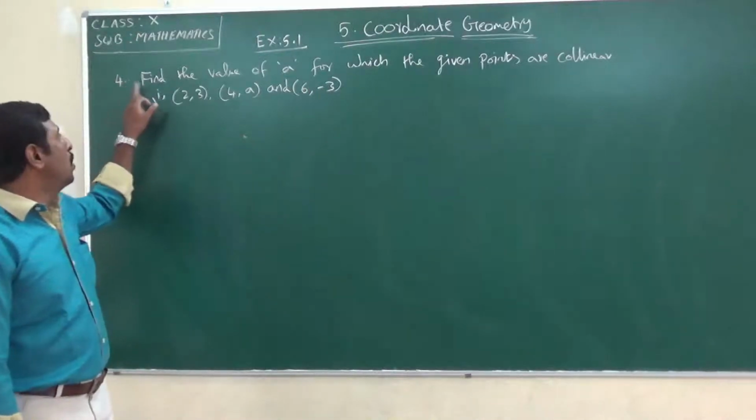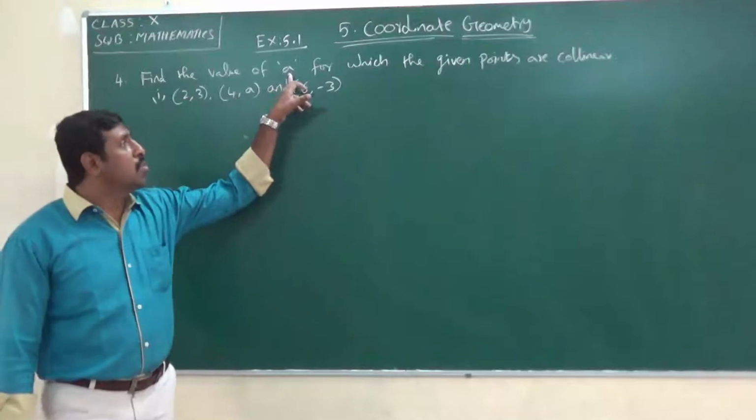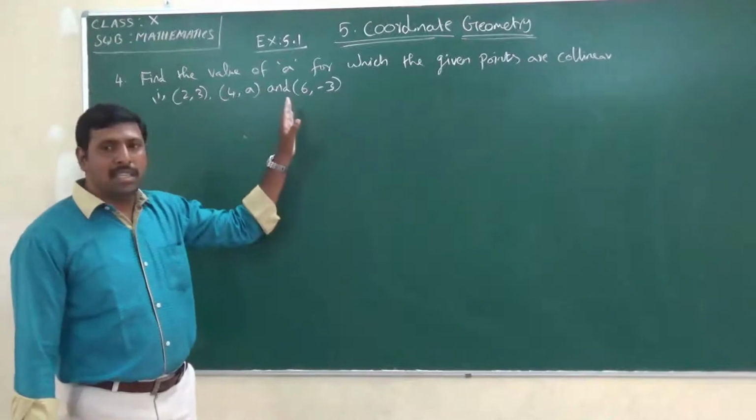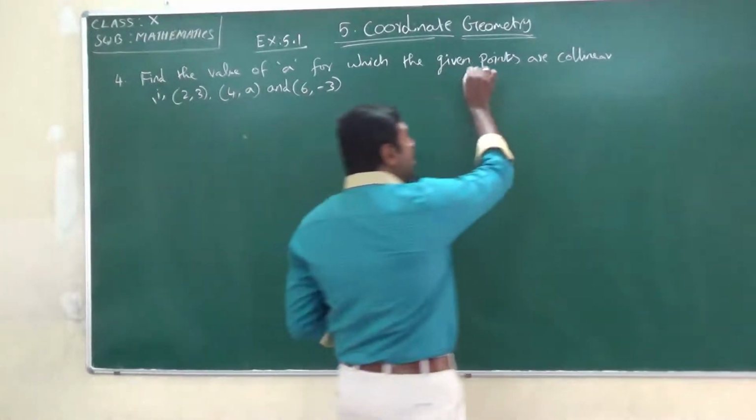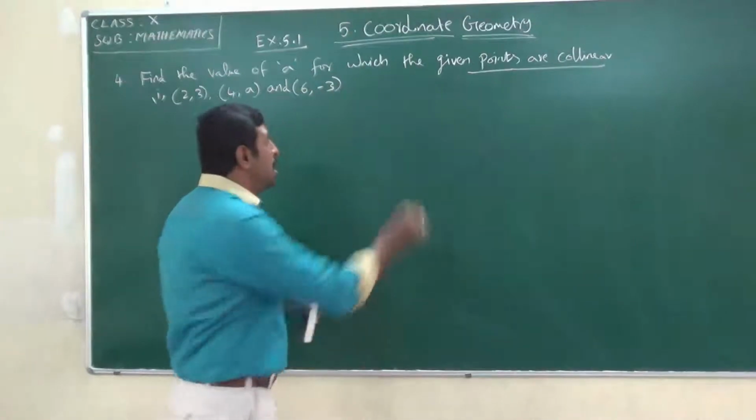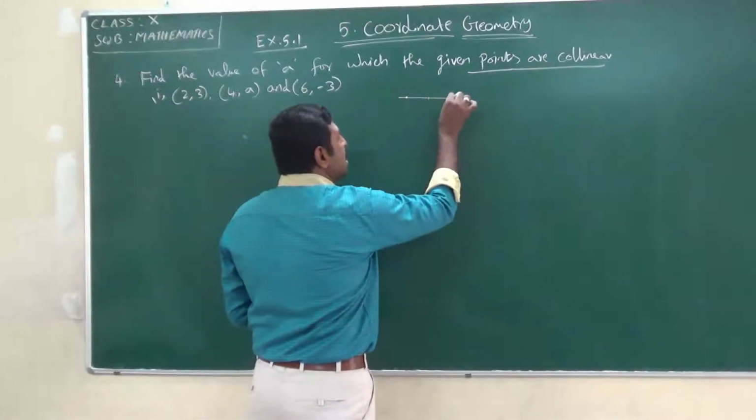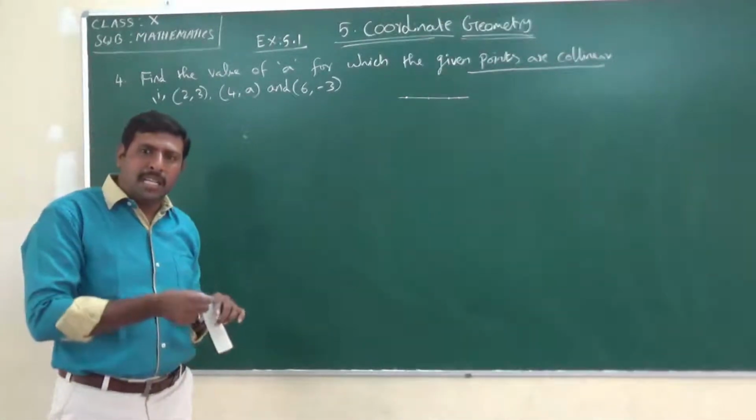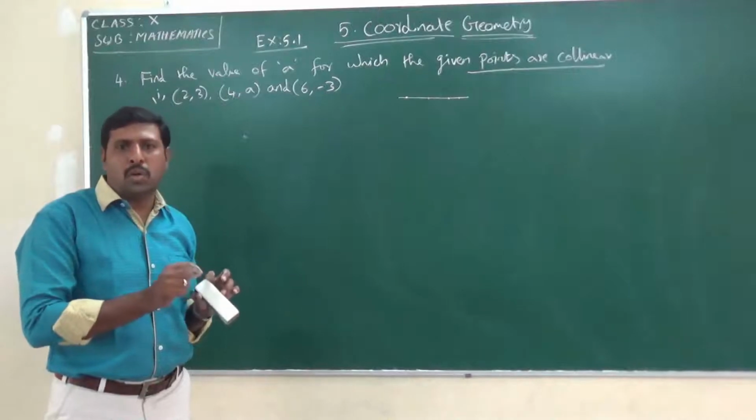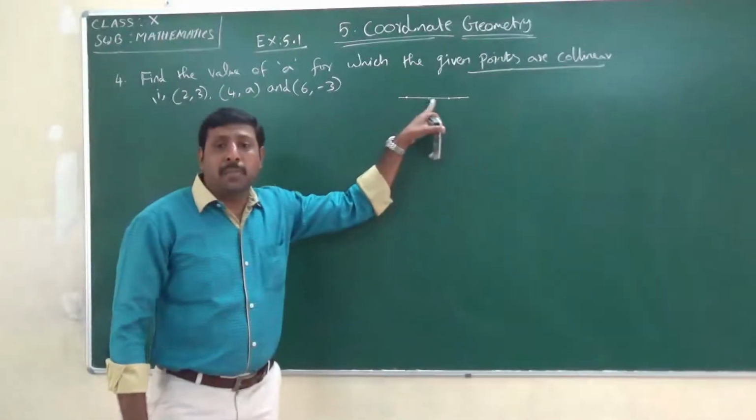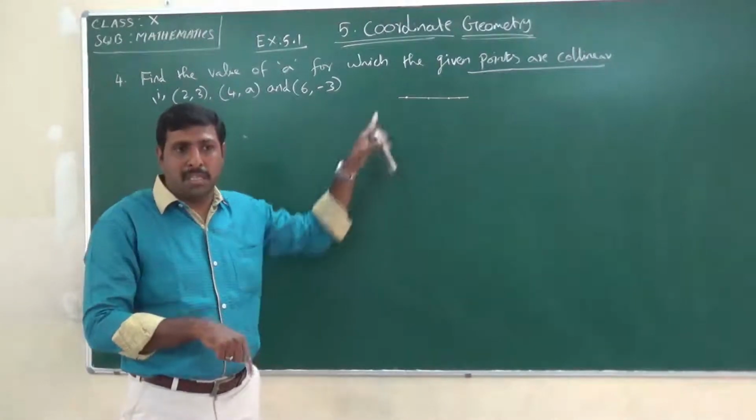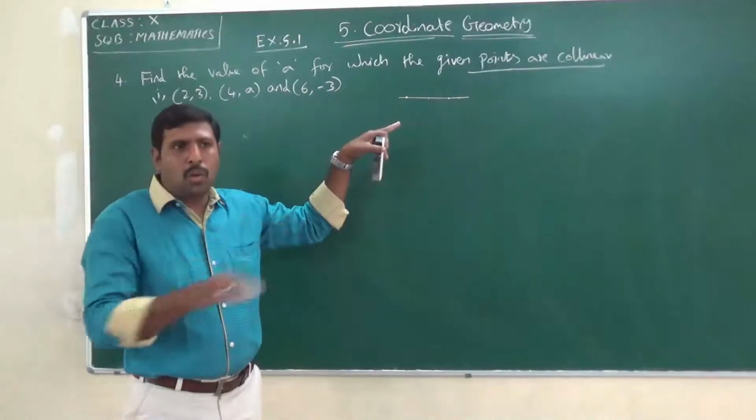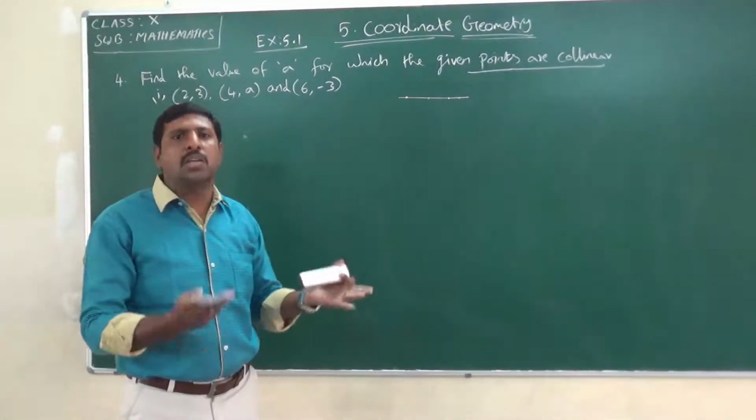Let's see question number 4. Find the value of A for which the given points are collinear. See, the 3 points are given and the condition is that the points are collinear. The points are collinear means all the 3 points lie on the same straight line. If the 3 points lie on the same straight line, then the area of the triangle is equal to 0. How? These 3 points we cannot make into a triangle because all the 3 points lie on the same straight line. So there is no triangle formed, which means the area is equal to 0.